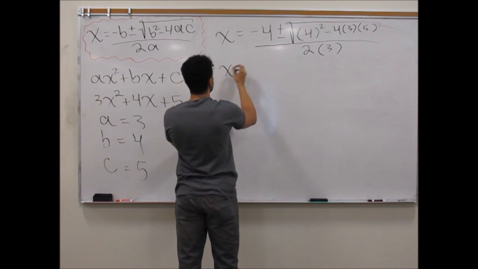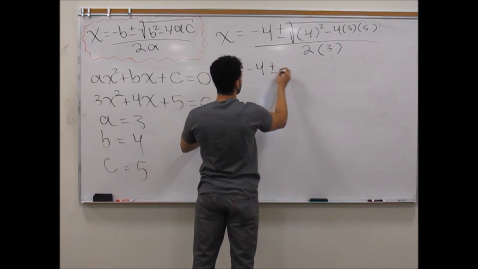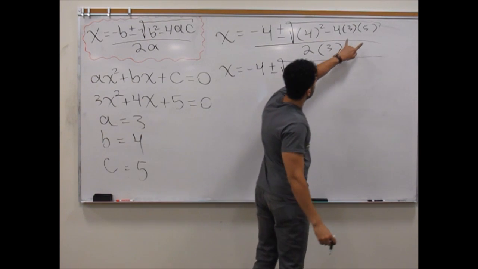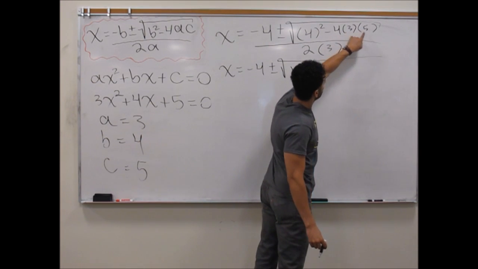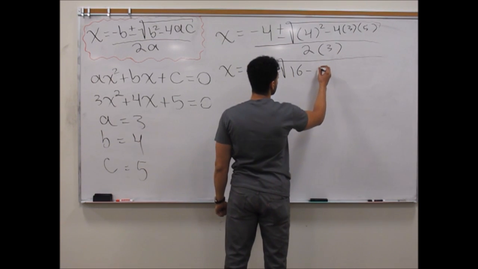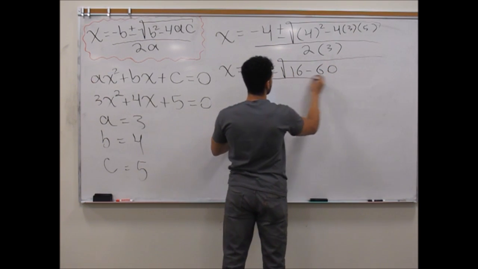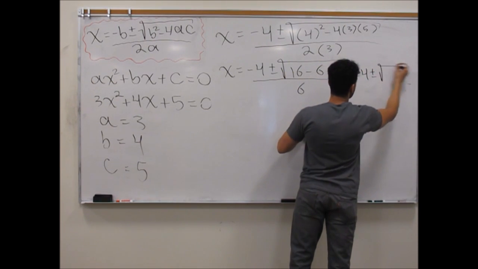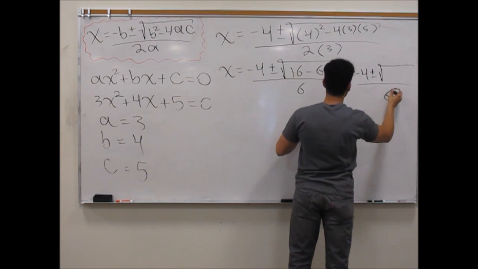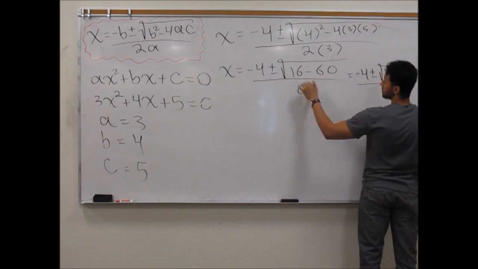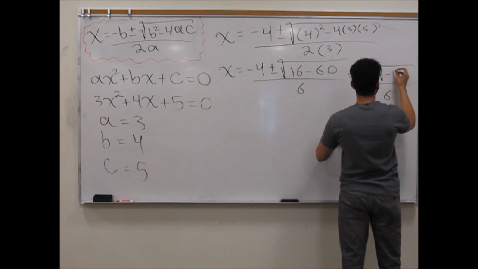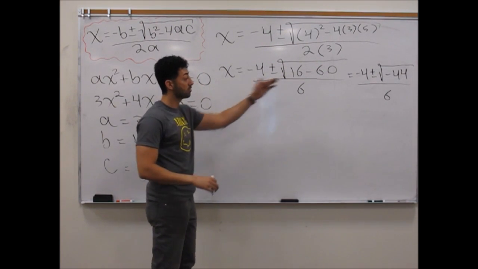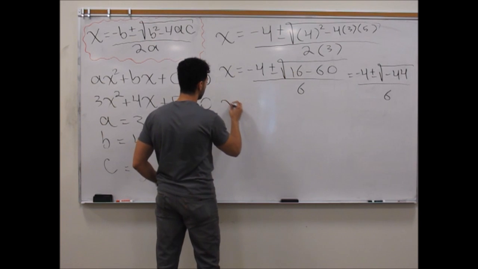So then we come over here and we get negative 4 plus or minus the square root of 16 minus, this is like 12 times 5 is 60, all over 6. So you got 16 minus 60, that's a negative 44. Notice I said negative, and it's under the radical. So what could that mean?